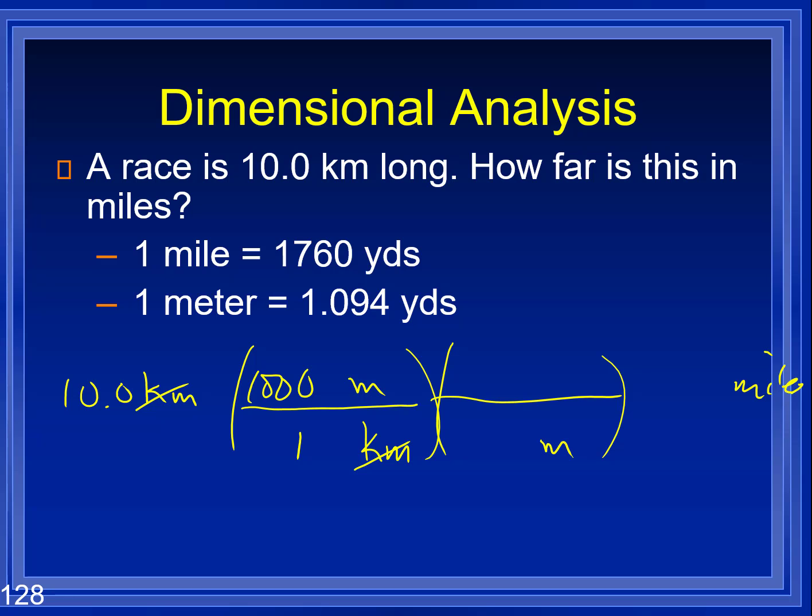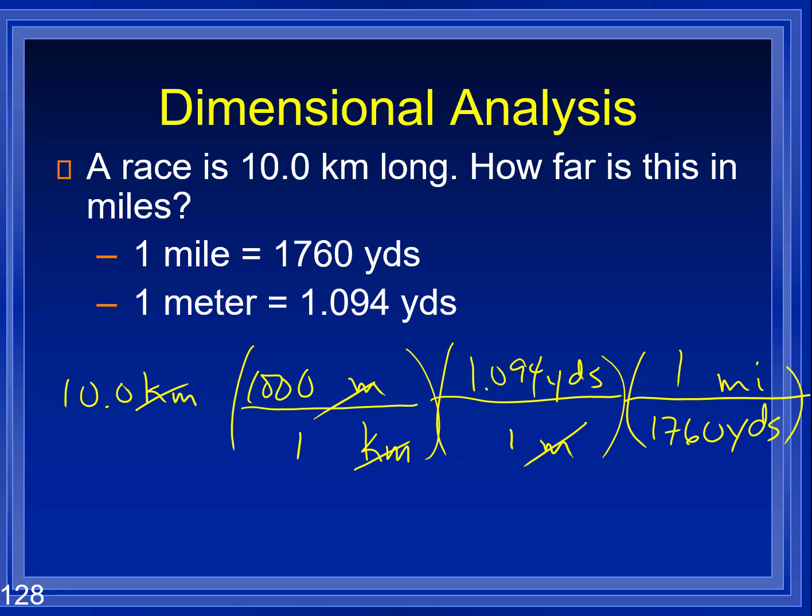What can I turn meters into? I turn meters into yards. I just copy the numbers. The number in front of yard is 1.094. The number in front of meter is 1. Meters are gone. Now, what unit do I want to get rid of? Yards. Where's it got to go? Bottom. What can I turn yards into? I turn yards into miles. Miles, MI. Don't just put M because you already use that because that's meters. Okay, and it says 1 mile is 1,760 yards.